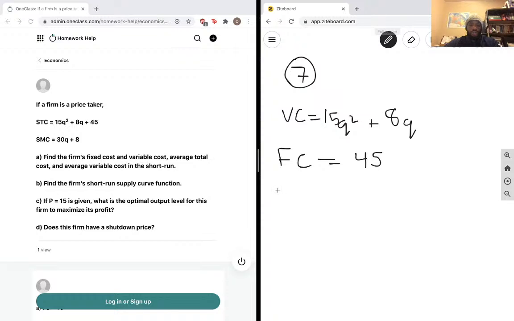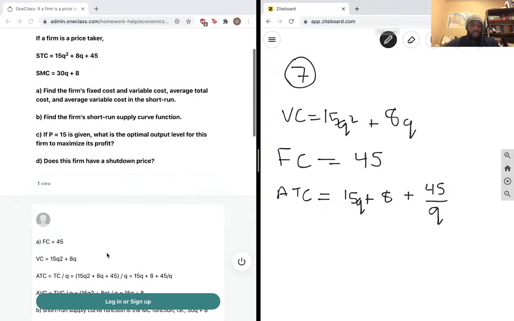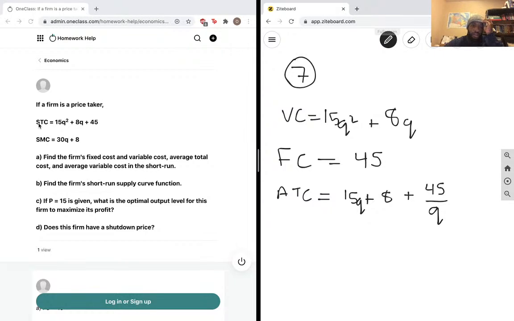Average total cost, ATC, is equal to 15Q plus 8 plus 45 over Q. Let's see if our tutor agrees with that. Average total cost, 15Q plus 8 plus 45 over Q. And that's just dividing the total cost function by Q.